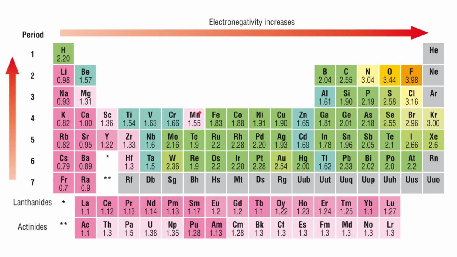Why it increases going across the table is because we've got more protons in the nucleus. Fluorine has got 9 protons in the nucleus compared to lithium's 3, but they're in the same electron shell, which means there is no extra shielding gained by the extra electrons that fluorine has picked up. So that's why it's so high.